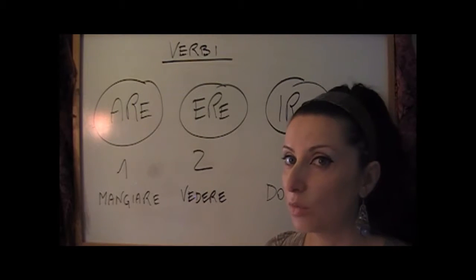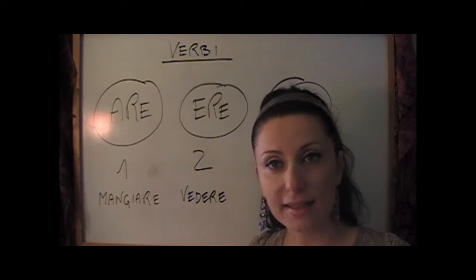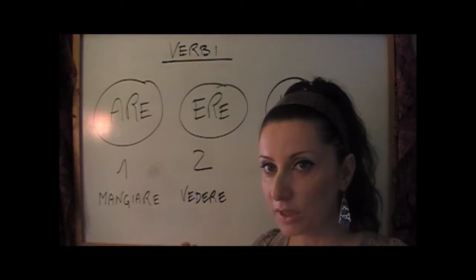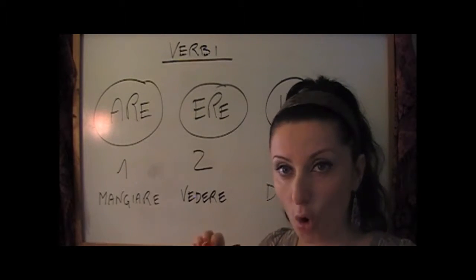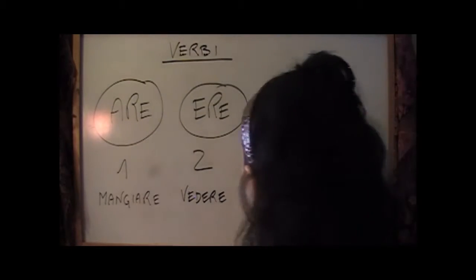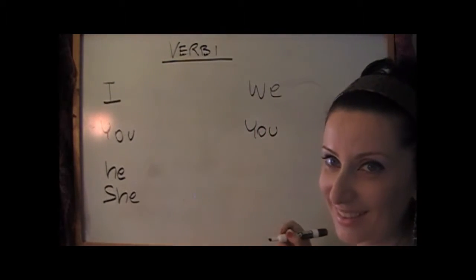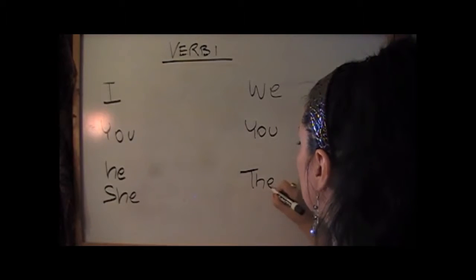Before starting this demo lesson about the verbs, I have to introduce the subject, because the minimum that you need in order for a sentence to hold is the subject and the verb. You need at least those two. So let's see first of all the subject. The subjects for the verbs in English are I, you, he, she, we, you plural, I say you guys, and they.